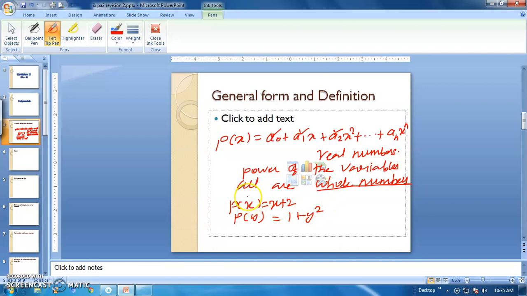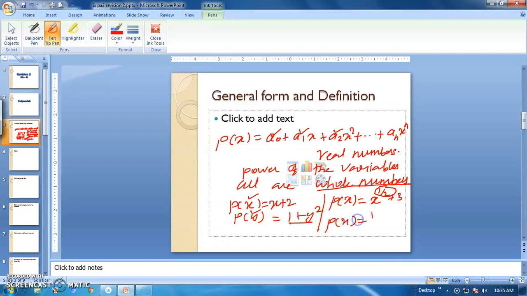Here the bracket stands for the variable. The expression which contains the variable x alone is denoted by P of x, and the expression which contains the variable y is denoted by P of y, like that. And what about this one? P of x equal to x to the power 1 by 2 plus 3. It is not a polynomial because the power of the variable is 1 by 2. It is not a whole number. So that's why.